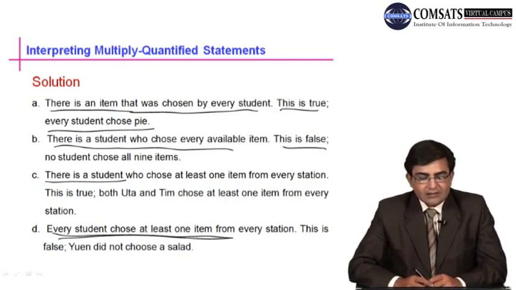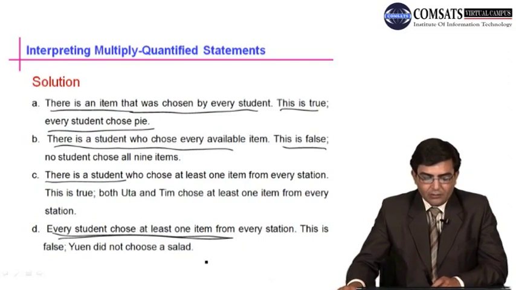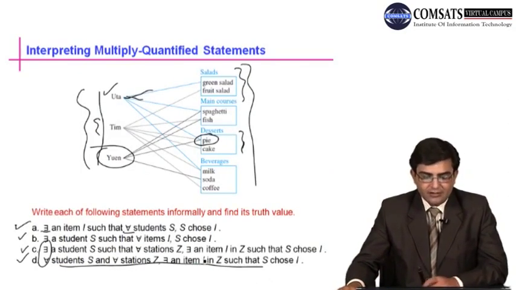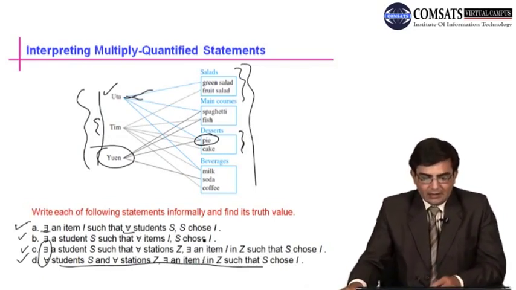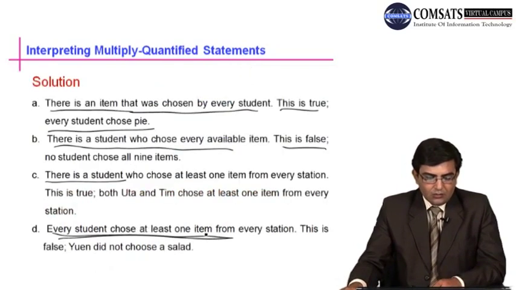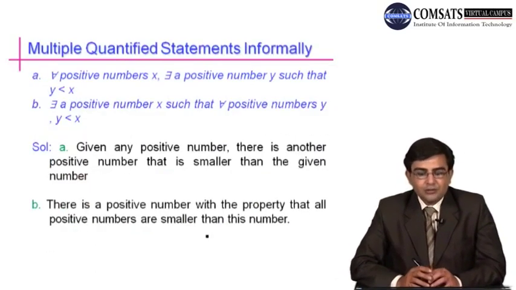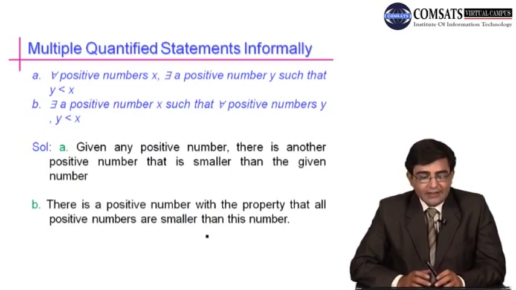So this is how we can interpret multiply-quantified statements, and we can write the formal statements into the informal version. In such situations these multiply-quantified statements occur, and we now discuss another example of how to write multiply-quantified statements informally. Then we shall discuss an example in which we convert an informal statement into a formal statement.